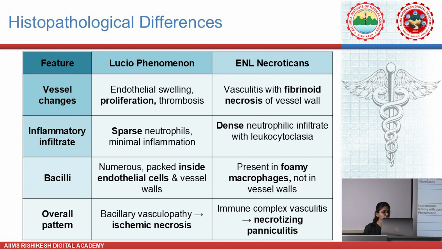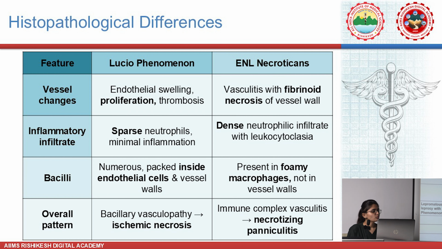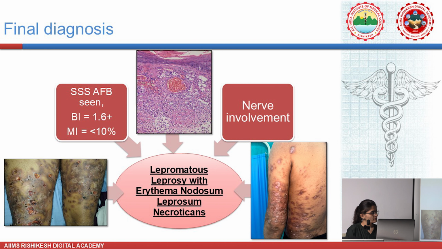As highlighted by the pathology team, the presence of acute neutrophilic lobular panniculitis with vasculitis along with fibrinoid necrosis favors the diagnosis of erythema nodosum leprosum necroticans, while the absence of endothelial cell proliferation, absence of bacilli colonization within the vessel wall, and vascular thrombosis points against the diagnosis of Lucio phenomenon. Thus, integrating the clinical findings, the presence of nerve involvement in the form of nerve thickening, sensory loss, and motor weakness, along with the positive slit skin smear and the histopathological findings, the final diagnosis of lepromatous leprosy with erythema nodosum leprosum necroticans was made.